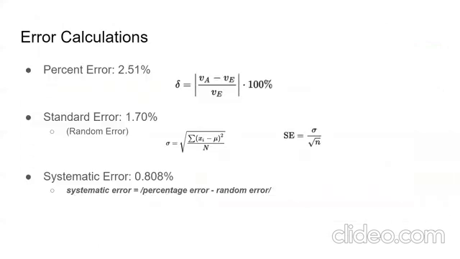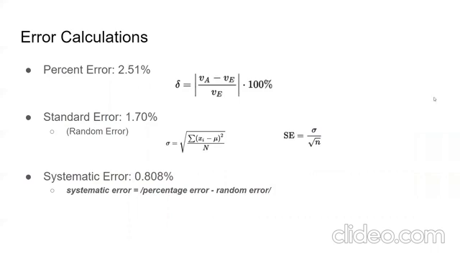Our gravitational acceleration value was 3% away from the literature value. We also calculated a standard error of 2%, giving us a systematic error of 1%. With this, we got our final gravitational acceleration value of 9.6 plus or minus 0.2 meters per second squared.